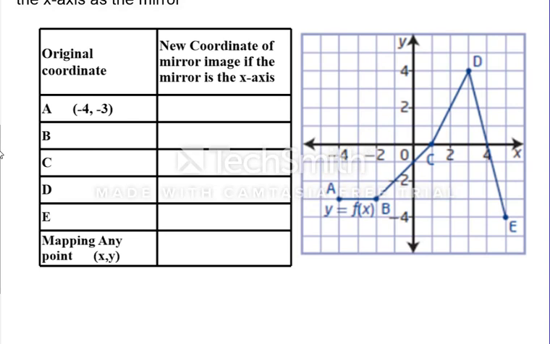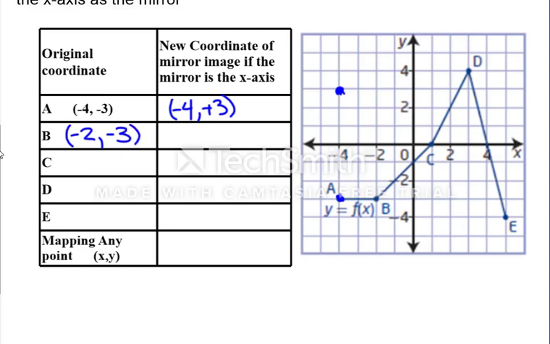So point A is at -4, -3. If we are reflecting that across the x-axis, that means we're going to reflect it up to the exact distance that it was on the other side. So our new point, this part is not in here, FYI, our new point is -4, +3. Point B is at -2, -3.